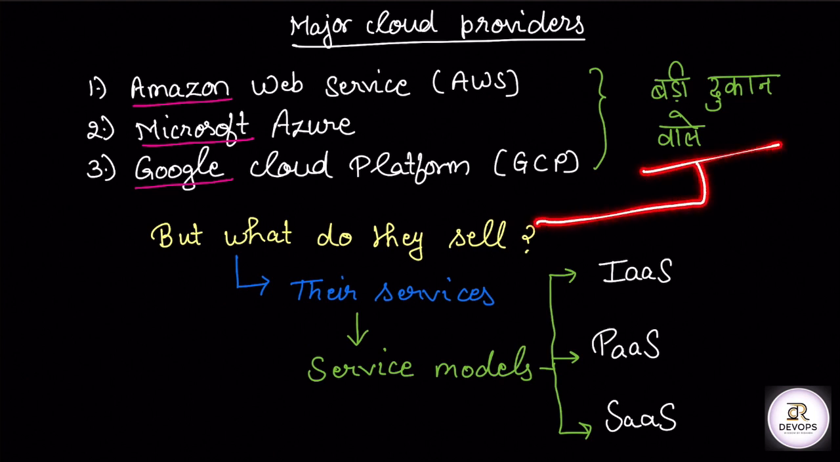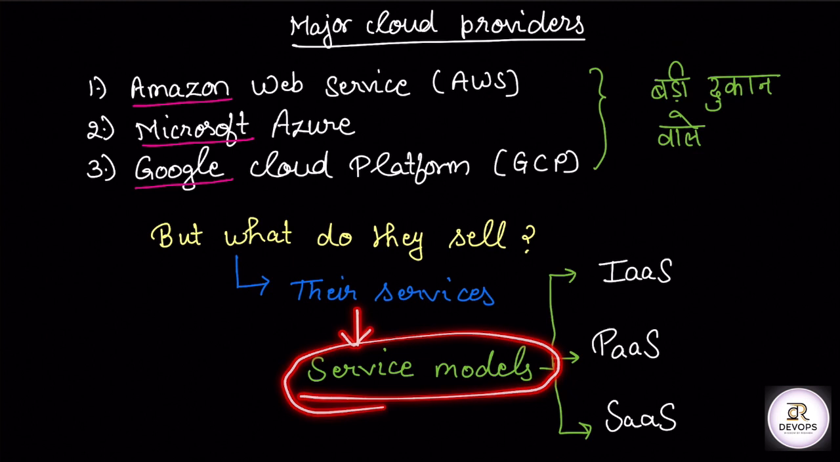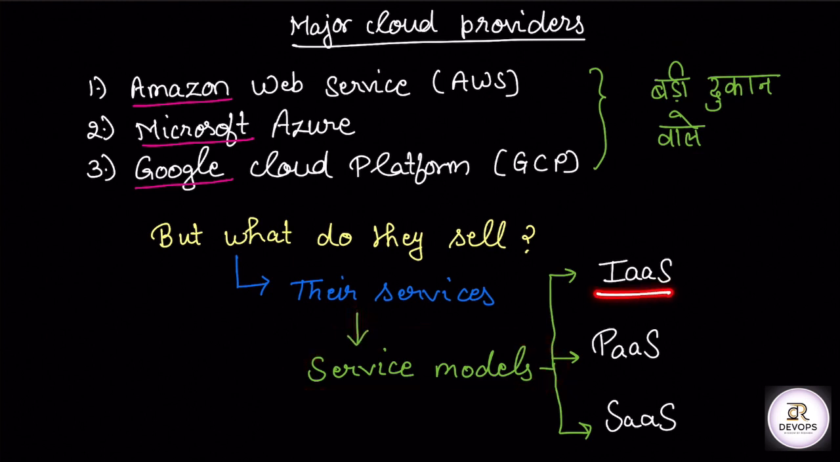अभी ये दुकान वाले हैं, but ये बेचते क्या है? What do they sell? So they sell their services. We call that service models. Service models mean IaaS, PaaS, SaaS. This means infrastructure as a service, platform as a service, and software as a service. We will see all these three in our next lecture.